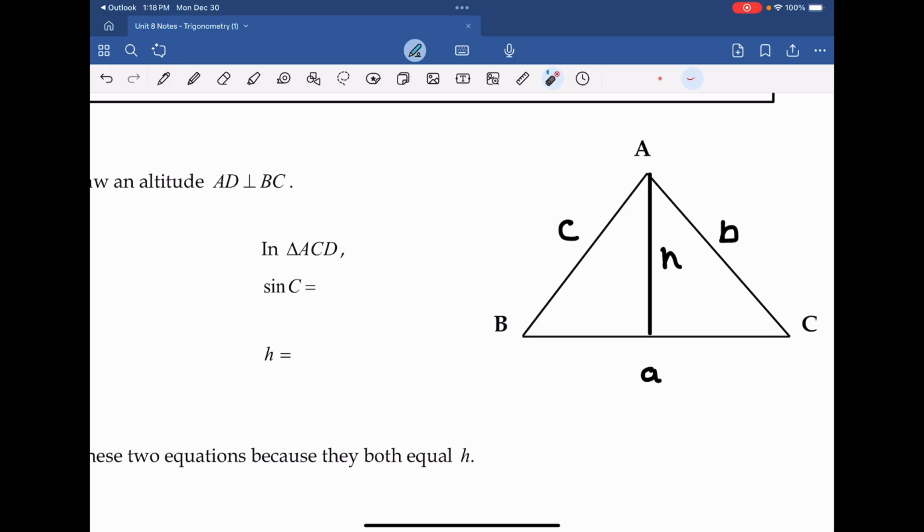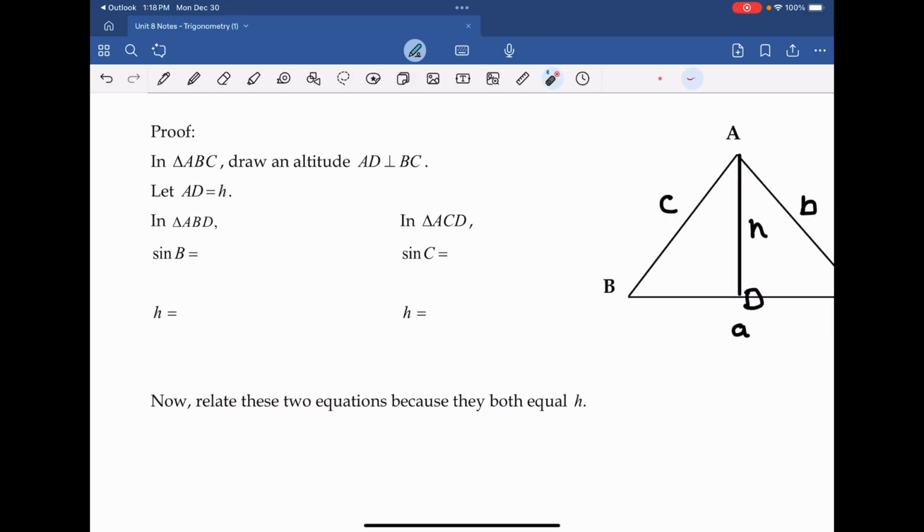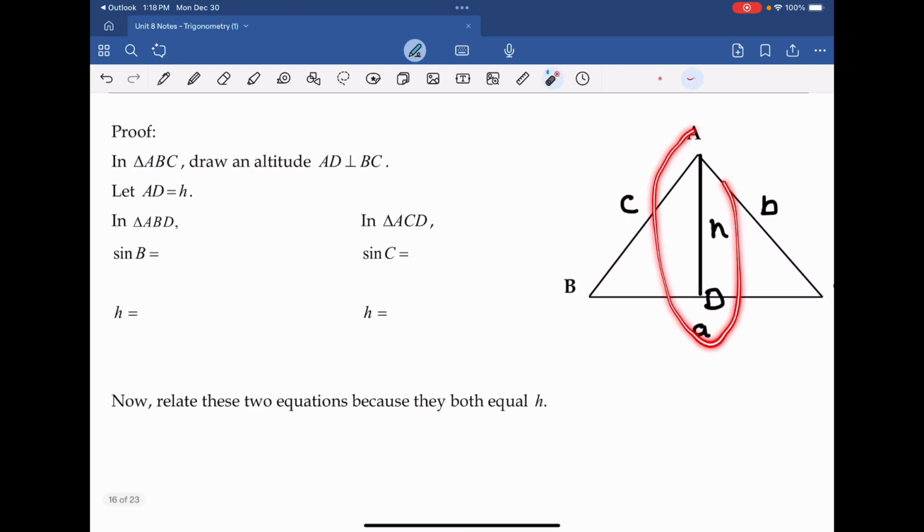Now, in this given proof, we're going to label this vertex as vertex D. When we split this and create a height, it creates another vertex, and that other vertex is right here. We're going to use letter D to represent that. Now, here's how we're going to generate this sine law. They say in the triangle ABC, draw an altitude of AD on BC. It basically just creates a right angle triangle just as we've done.